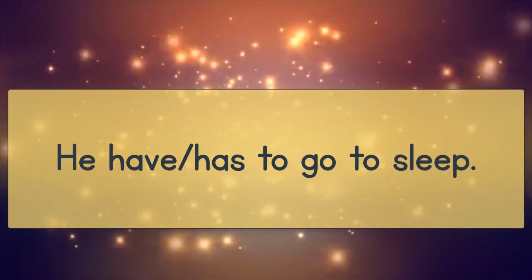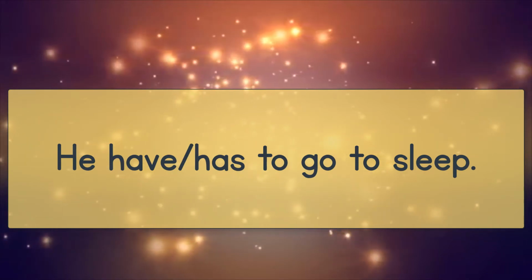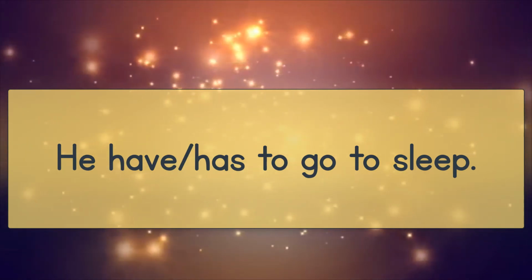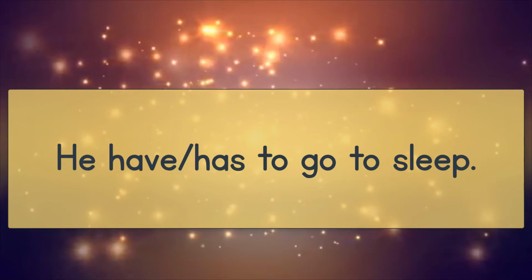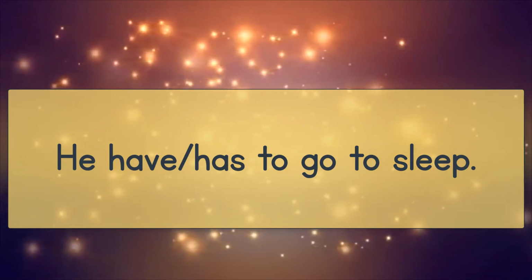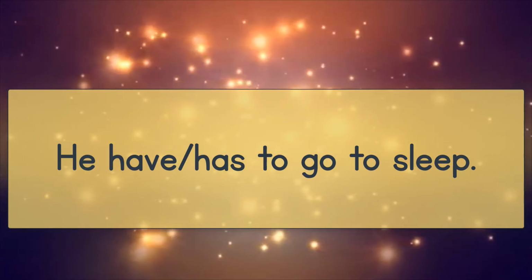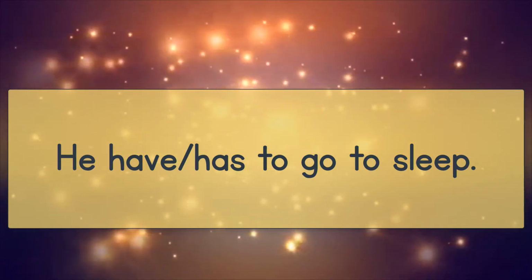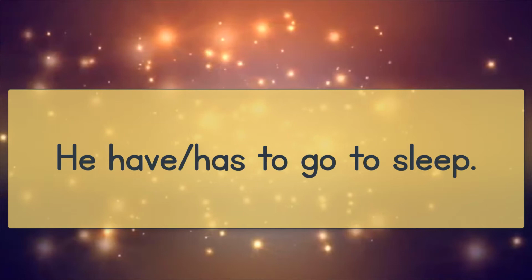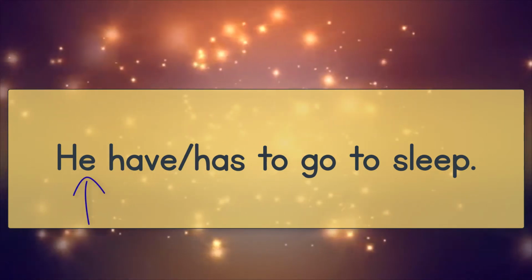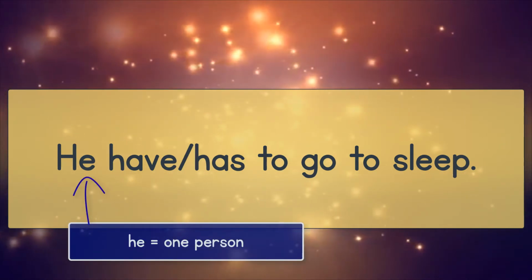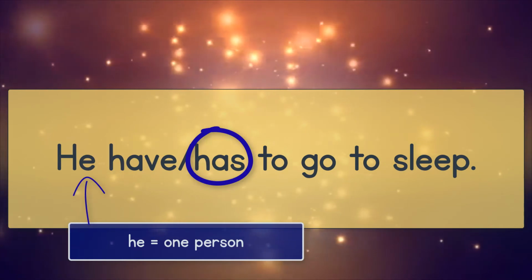All right, last one of the have and has. He have or he has to go to sleep. All right, we're going to check our noun. The noun that we're talking about is he, and he is one person, so we know we're going to say has. He has to go to sleep.